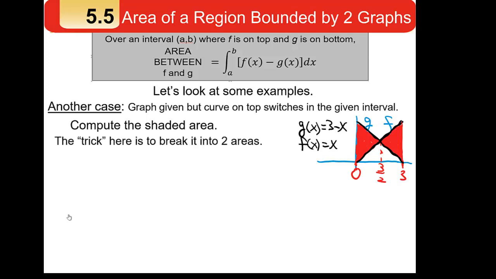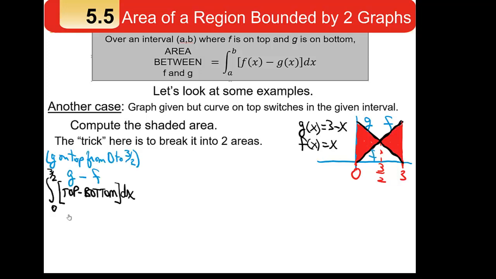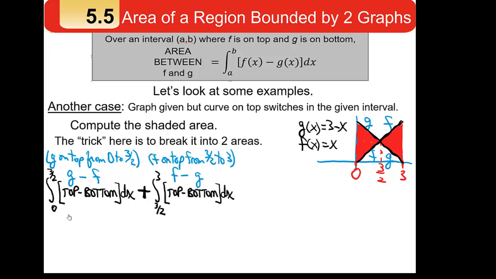So what do you do in a case like that? The trick, if you want to call it a trick, is just to break it into two areas. You're going to go from 0 to 3/2, over which interval g is always on top, and then from 3/2 to 3, over which interval f is always on top, and you'll just add the two areas together. So for the first integral, going from 0 to 3/2, where g is always on top, you'll say top minus bottom, which would be g minus f. Then you'll go from 3/2 to 3, but this time f is on top, so it becomes f minus g. Just be careful. The idea is simple enough.